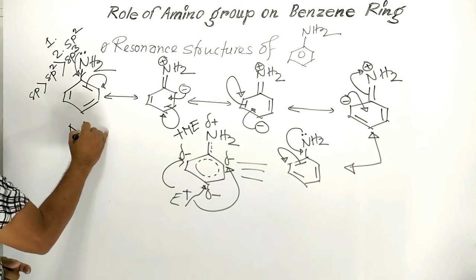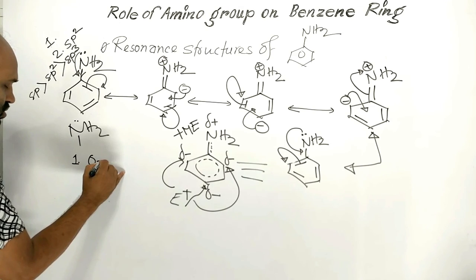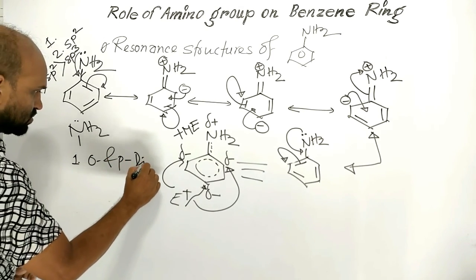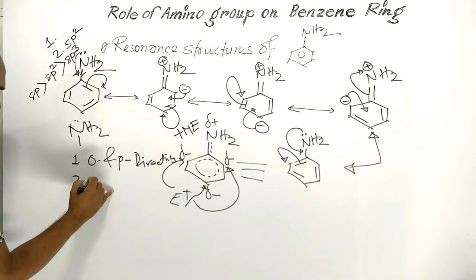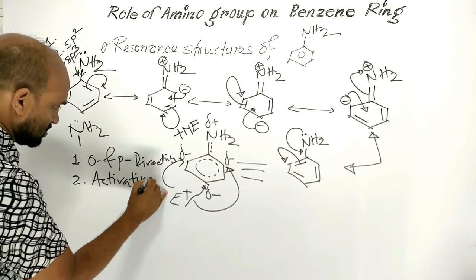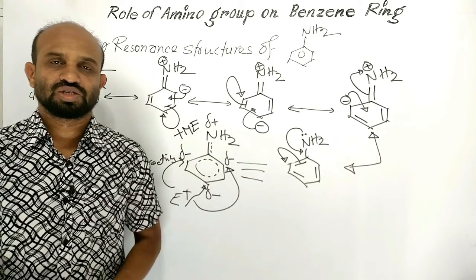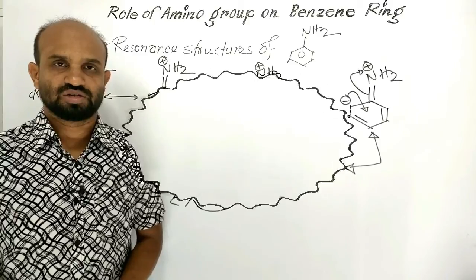That is, the amino group is an ortho and para directing group, and this is a benzene ring activating group. This is all about the resonance structures of aminobenzene. Let's move on to the next point.